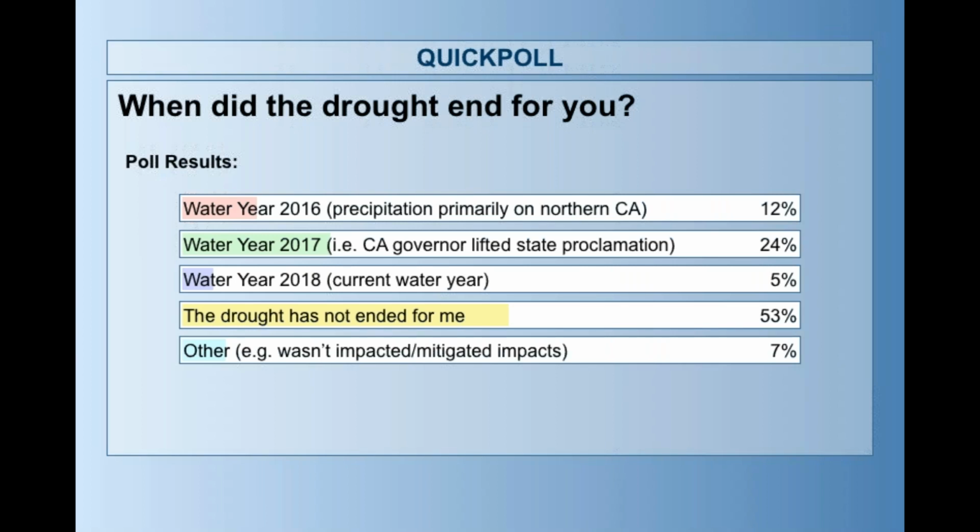I'm surprised that the poll was open for a minute and a half and only 52% voted, so we didn't quite capture everyone's feeling on here. But that's more than voted in the election in 2016, isn't it? It looks like 50% are saying that the drought hasn't ended for them.